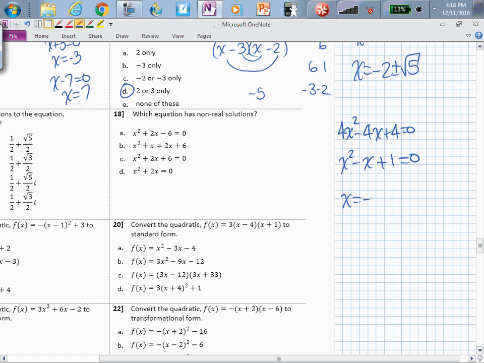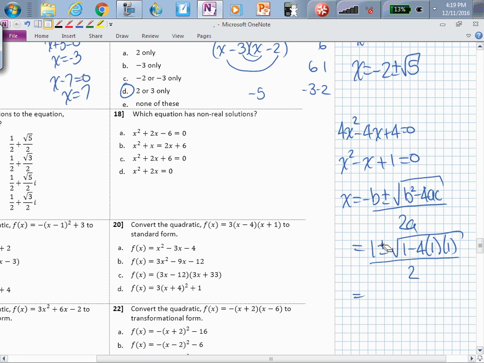So x equals negative b plus or minus the square root of b squared minus 4ac all over 2a. So you get 1 plus or minus the square root of 1 minus 4 times 1 times 1. So I'm seeing a negative in here. And what do I mean by that?